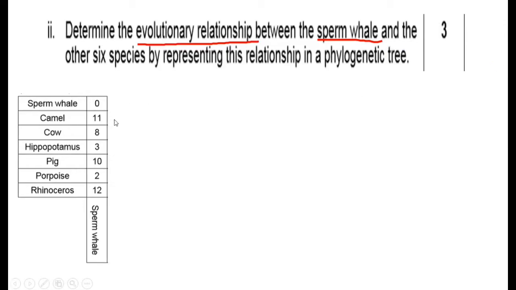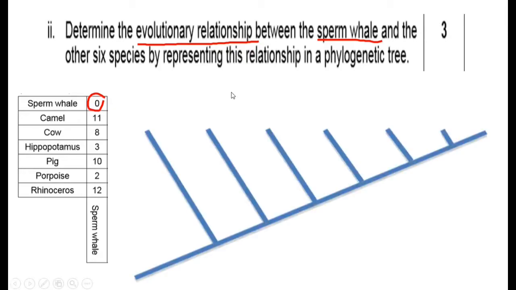So we don't need the rest of the grid. We only need this first column where we've got the sperm whale and all the other species. So it's logical that there is a 0 here, because between a sperm whale and a sperm whale, they'll have exactly the same DNA sequence. We're going to build the branches. And now we need to compare and say which one is more closely related.